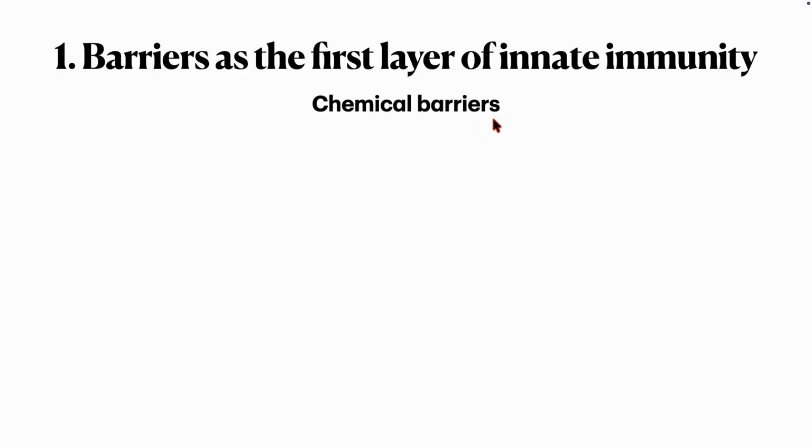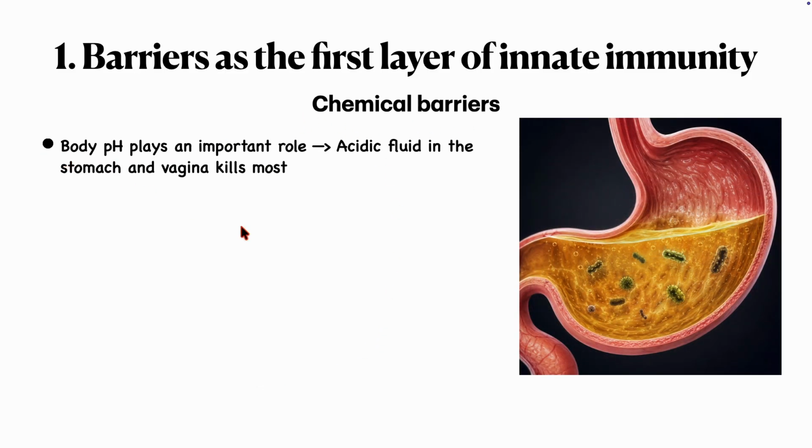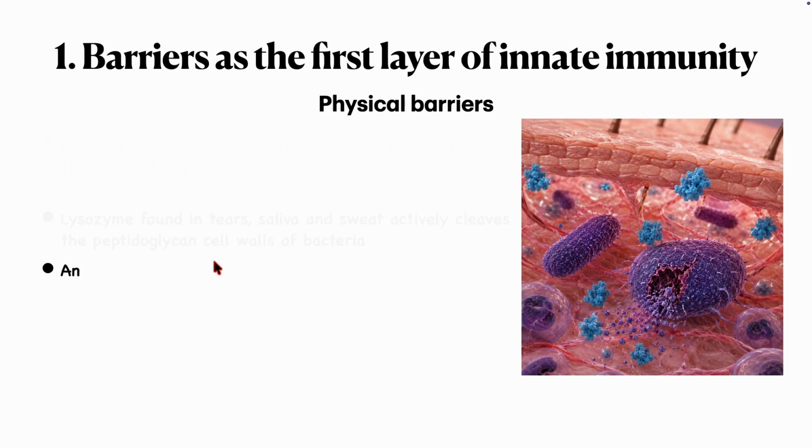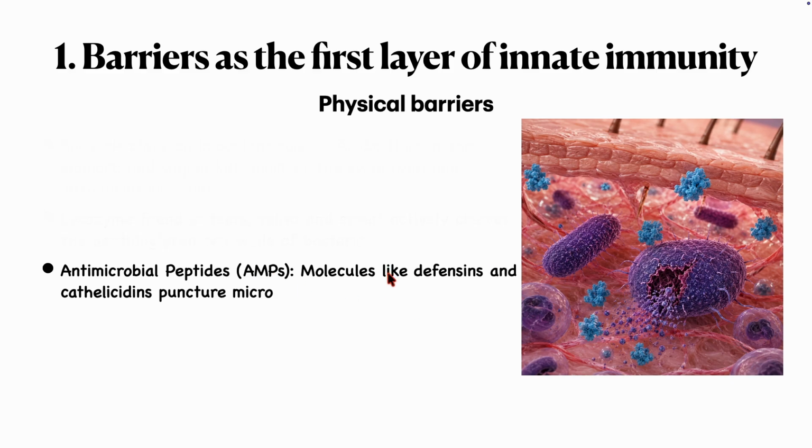Among chemical barriers, body pH plays an important role in certain organs. Acidic fluid in the stomach and vagina kills most of the swallowed and introduced microbes. Lysozyme, found in tears, saliva, and sweat, actively cleaves peptidoglycan cell walls of bacteria. Antimicrobial peptides, in short AMPs, molecules like defensins and cathelicidins puncture microbial cell membranes.